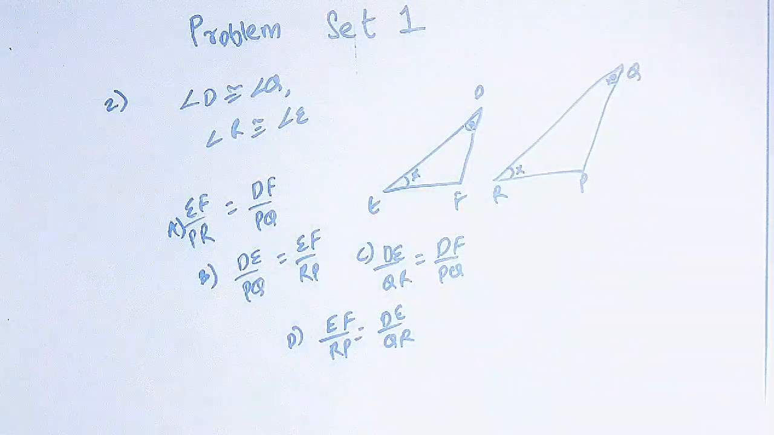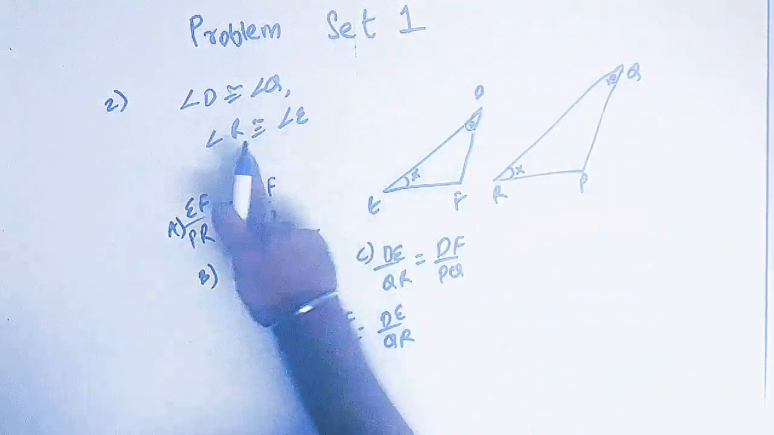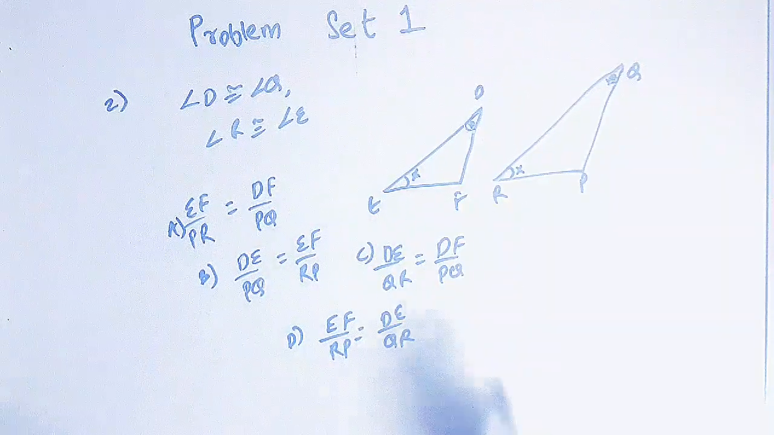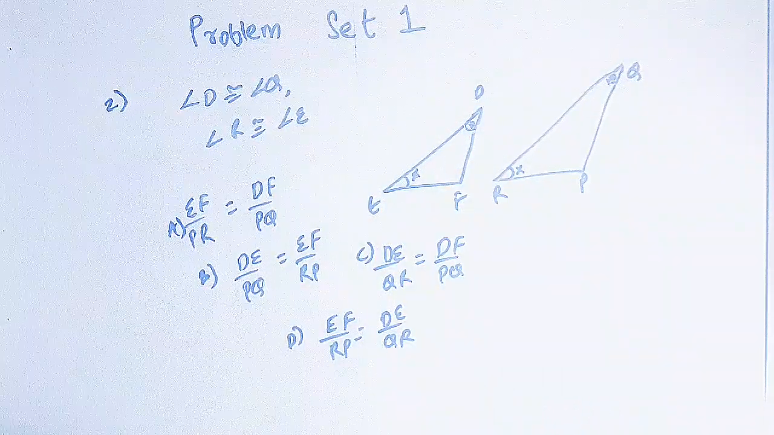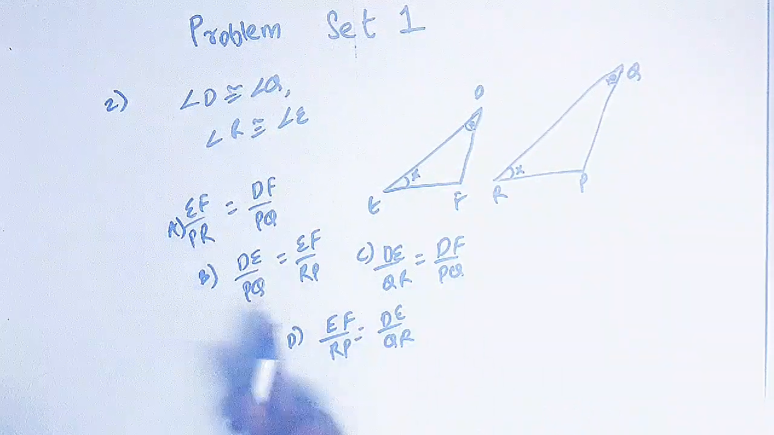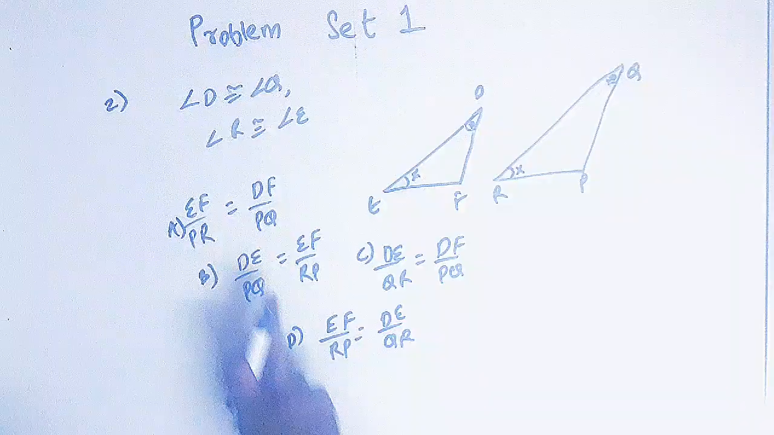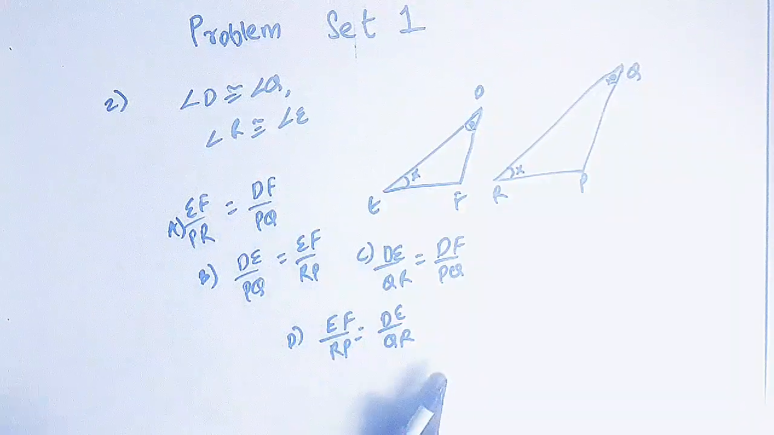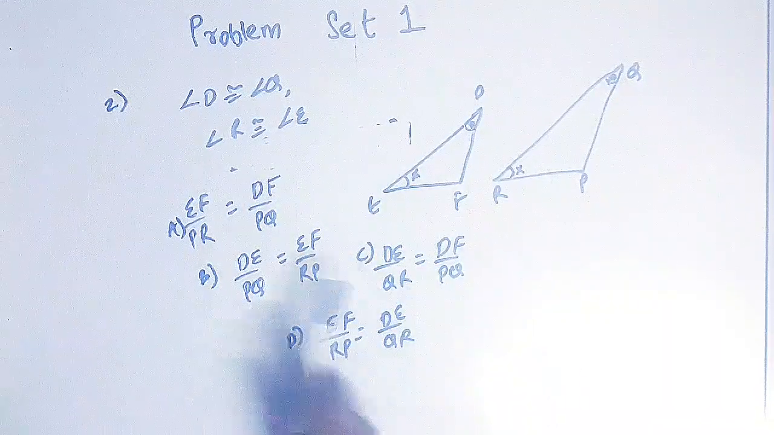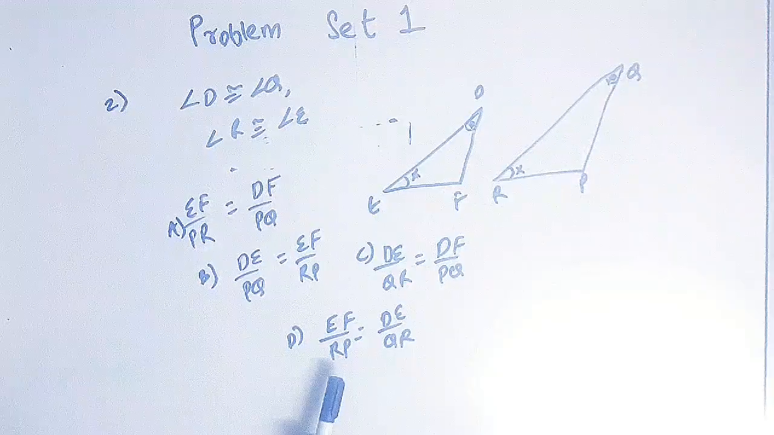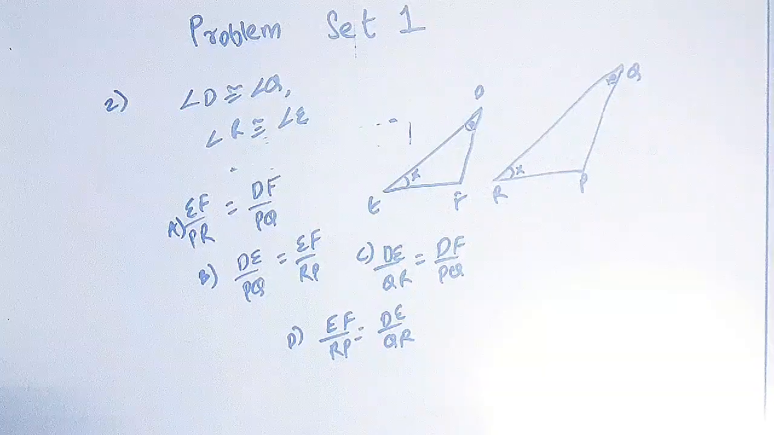So question number 2, you can see here angle D is congruent to angle Q and angle R is congruent to angle E. You can observe this by the identical marks given also. Now with this you have to find out which one of these is true. Now for finding this will be your CSST. So in question number 2, we have to find out which one of these is false. For that we have to write first the similarity of triangles.